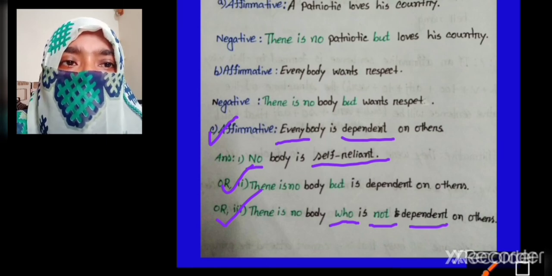As we have used here a negative word not, it need not to use any opposite word.